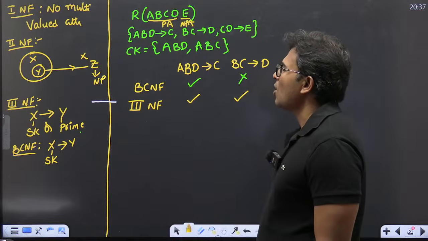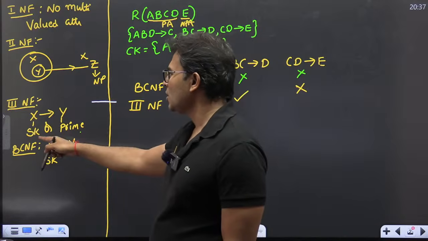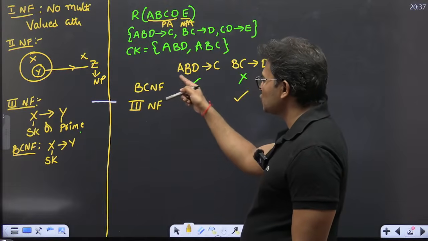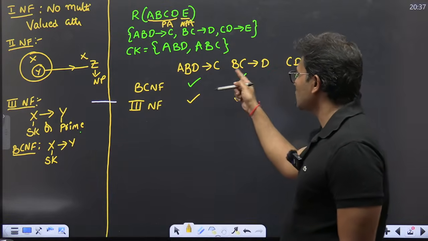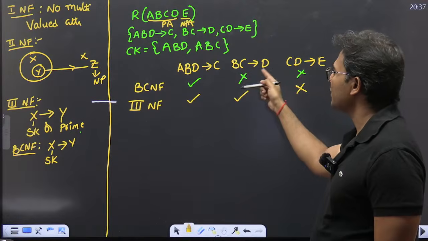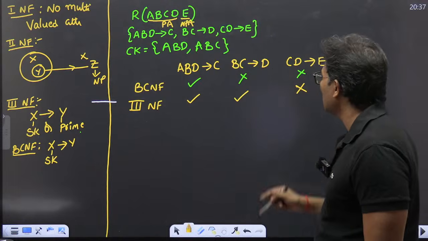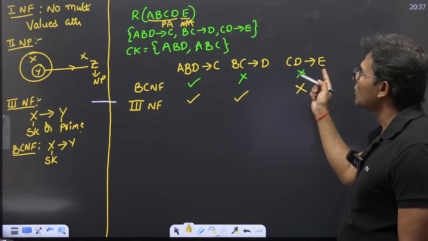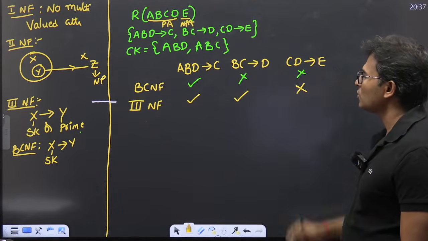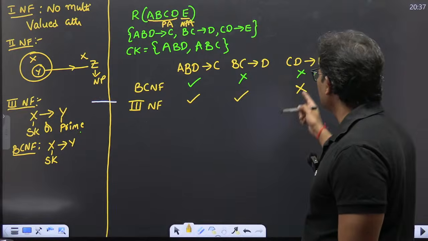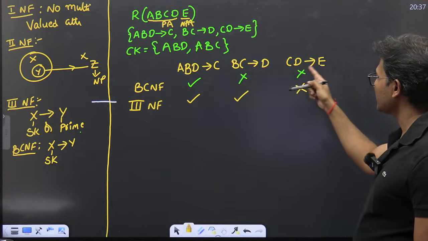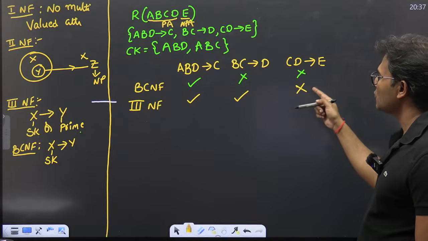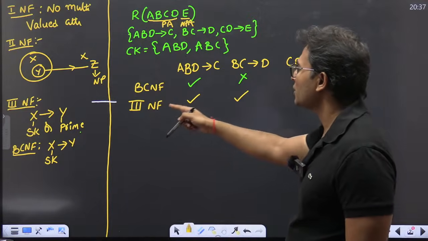In third normal form, left hand side has to be super key or the right hand side has to be prime. Only these are allowed. Here left hand side is super key, so it is allowed. Here left hand side is not super key, but right hand side is a prime attribute. D is prime, that is why it is allowed. Now CD is not a super key, and the right hand side E is not a prime attribute, so we are not allowing it. That is why this FD does not come under third normal form. Therefore, the table is not even in third normal form.